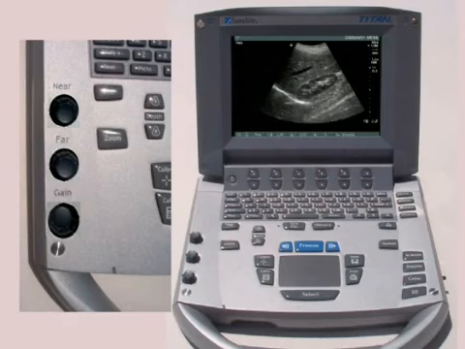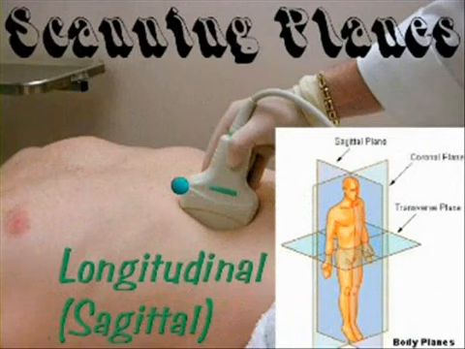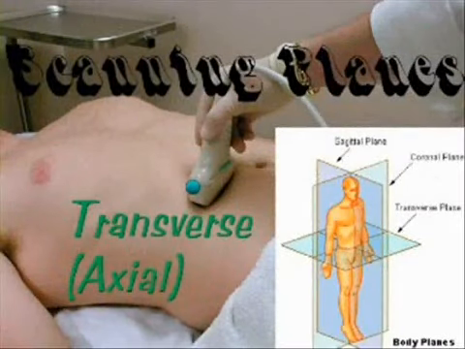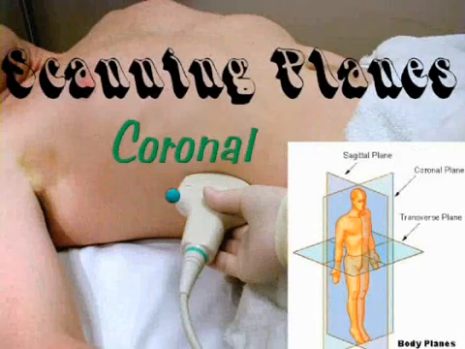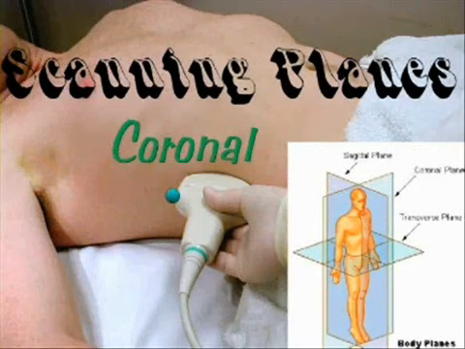Correct transducer orientation is required at each window. A longitudinal image requires the probe index to be towards the patient's head. A transverse image requires the index to be towards the patient's right side. And a coronal image requires that the transducer probe index be towards the patient's head as well.